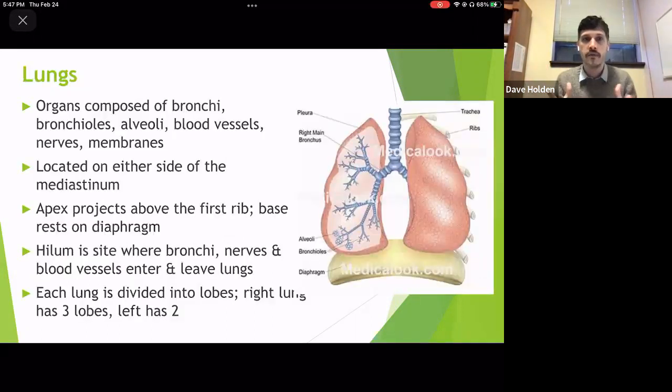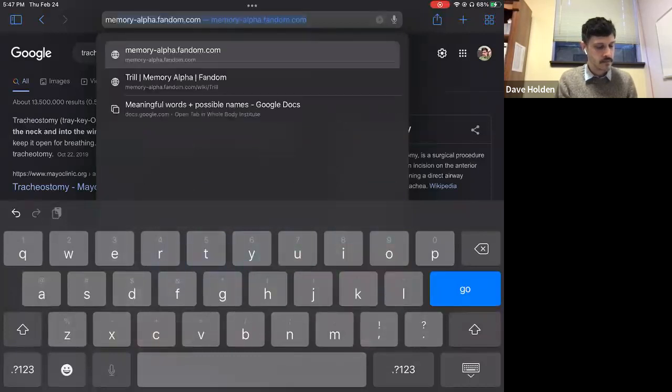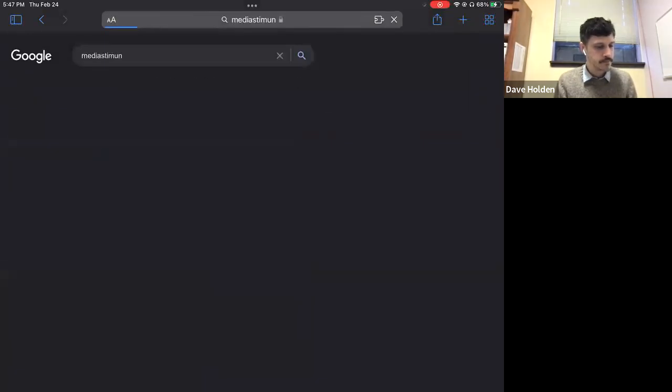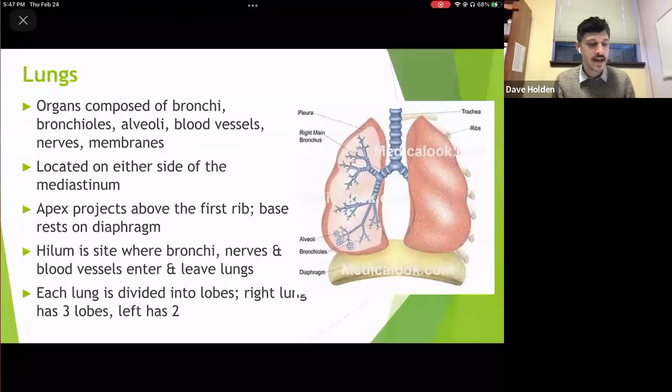Okay, so the lung overall is composed of bronchi, bronchioles, alveoli, and we have blood vessels, nerves, and a ton of membranes. They are located on either side of the mediastinum. The mediastinum is, let me pull up a definition for you, the division in the chest between left and right: a membranous partition between two body cavities or parts of an organ, especially that between the lungs. So there's a fascia drape between the left and right lungs. That is the mediastinum.